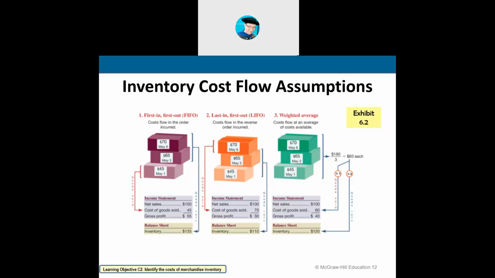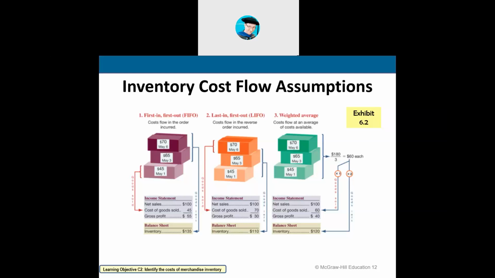That's first in, first out. Companies like Best Buy would use last in, first out because they don't care about the order in which it's sold. So last in, first out means I sell the last order that I received first. In this case, May 6th, I had inventory I purchased for $70. I would sell that first because last in, first out.